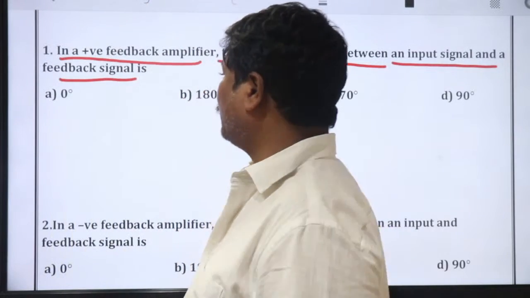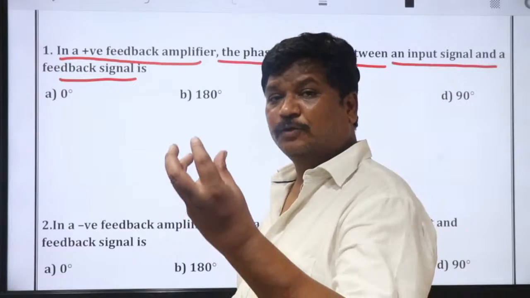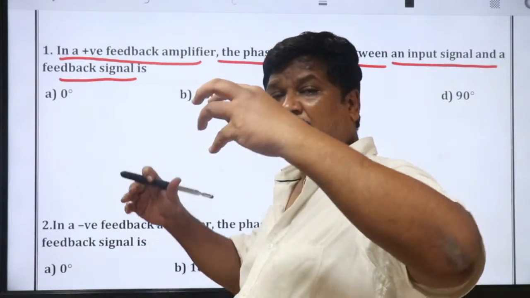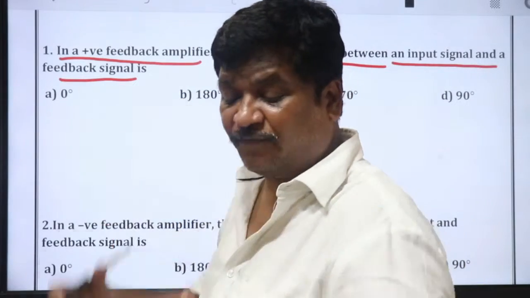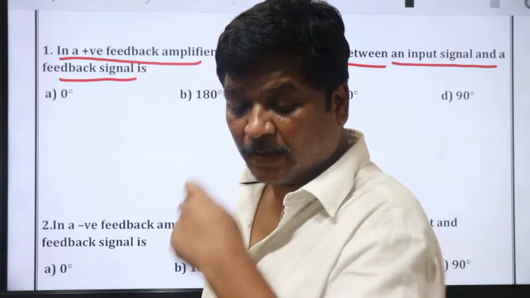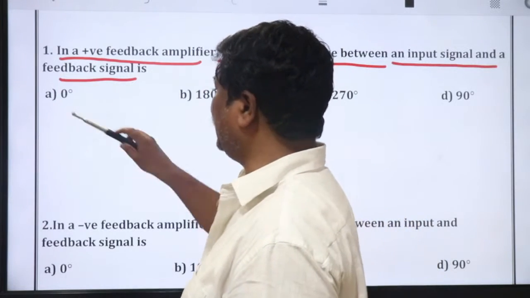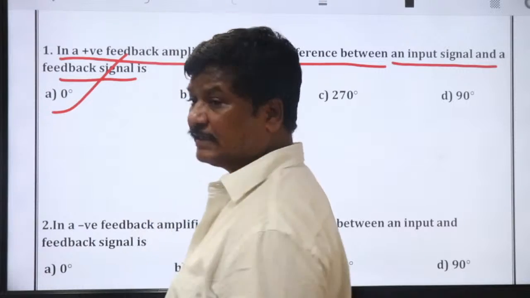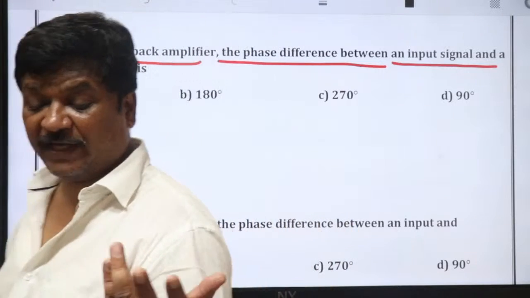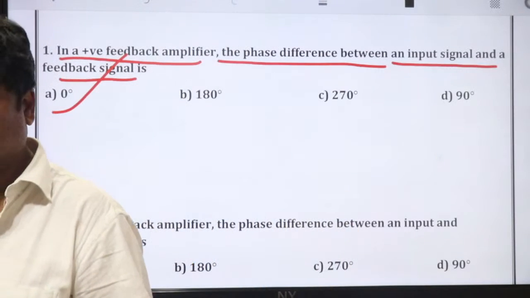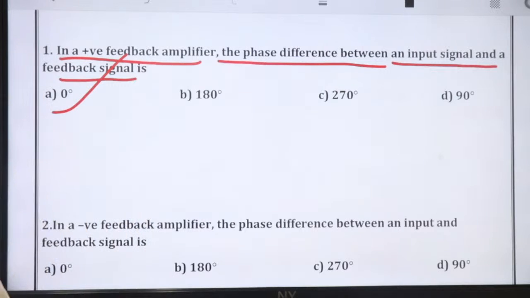In positive feedback, what happens? Our input signal and feedback signal should both be in phase, so 0 degrees is the right answer. 180 degrees phase is for negative feedback. Okay. Next.